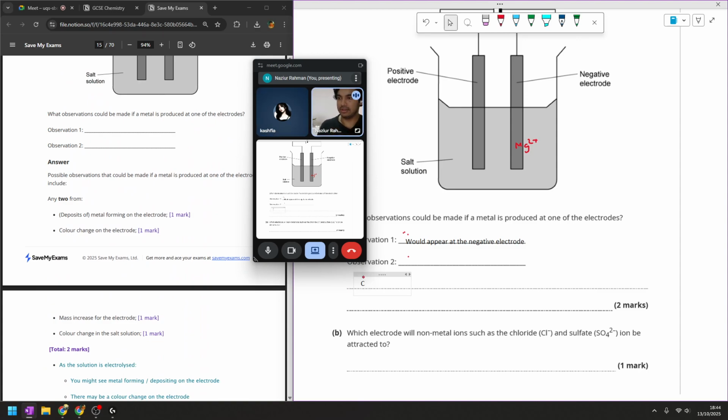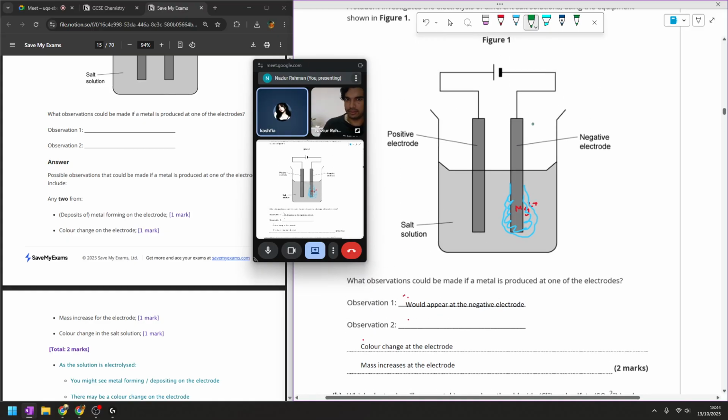So what would you see? You can say color change at the electrode. You can say mass increase at the electrode. Because over time, the metal builds up on the electrode, so the mass would increase. Also, the color would change because the metal might be a different color from the electrode. The electrode might be silver, and the metal might be gold, so you could see a color change. Also, the salt solution might change color because salt solutions often have color. Like copper sulfate solution is blue.